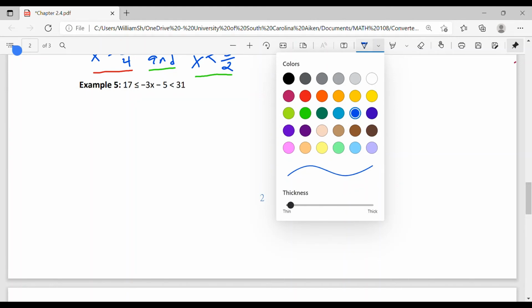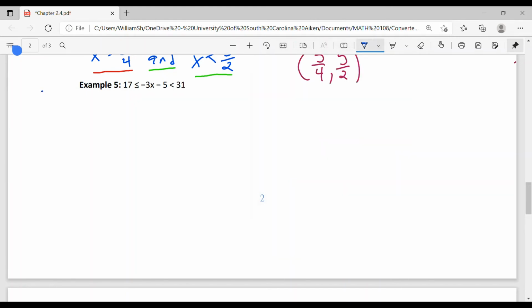Alright, now with this one, you have a double inequality. So I'm going to add 5, but I've got to do it to all 3 parts. Now 17 plus 5 is going to give you a 22, which is less than or equal to -3x, which is less than 36. Okay? So that's easy enough. Now I'm going to divide by -3 on all 3 parts.